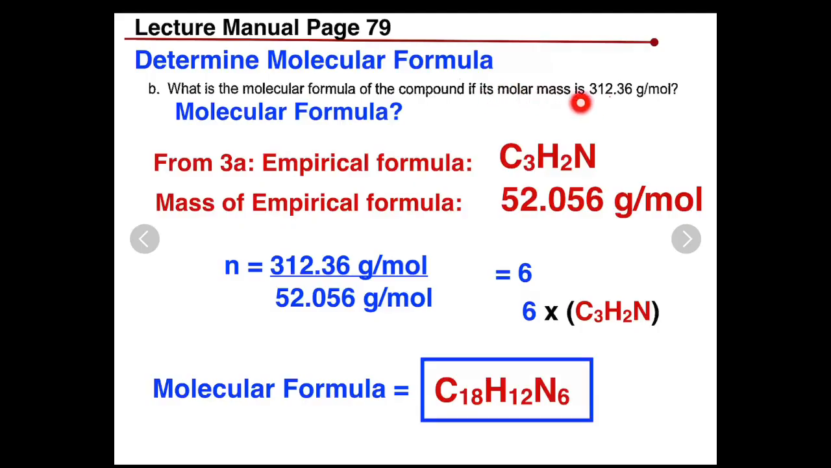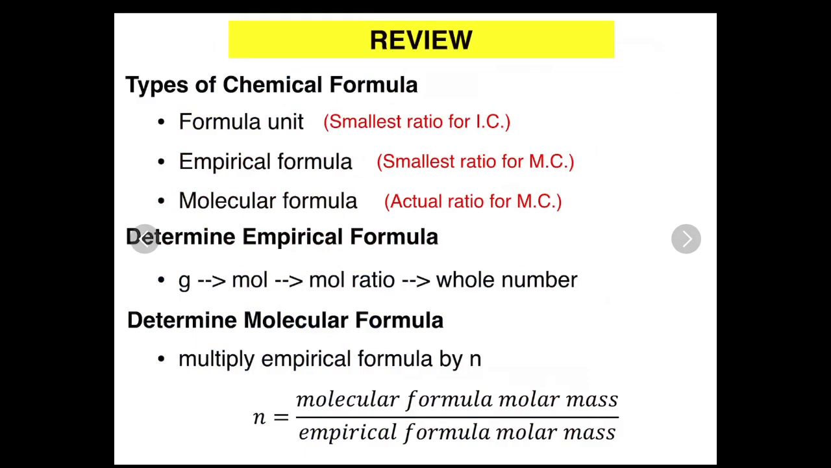Again, to conclude, you will need to find the empirical formula first, and the molar mass of the molecular formula will be given. You need to find the multiplier and then multiply that into the empirical formula in order to obtain the molecular formula. So pretty much for this lecture, this is what we see so far.